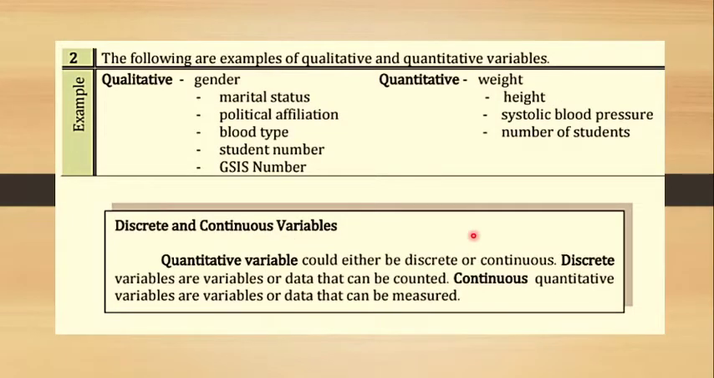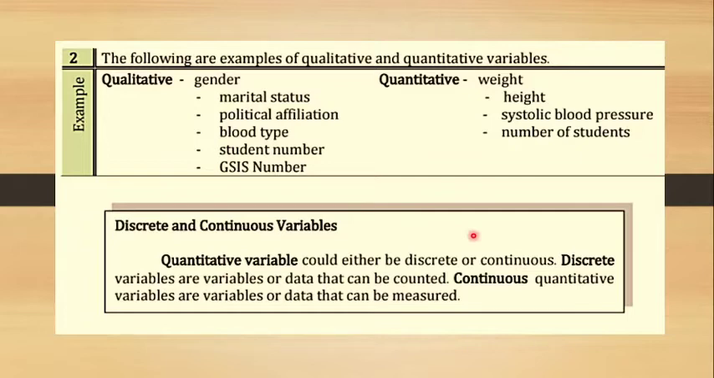So we have here some examples of qualitative and quantitative variables. On qualitative, examples are gender, marital status, political affiliation, blood type, student number, and etc. While quantitative examples are weight, height, systolic blood pressure, and number of students.